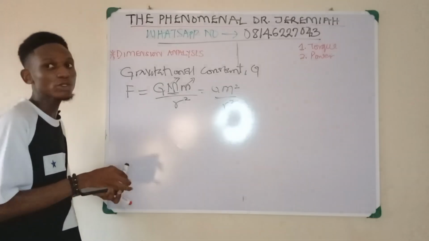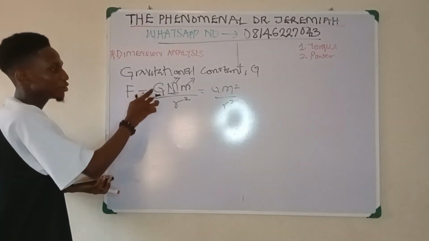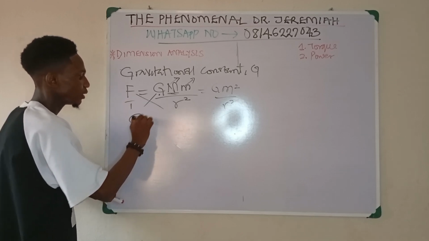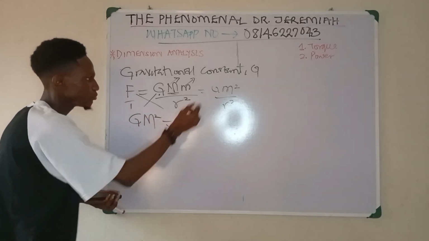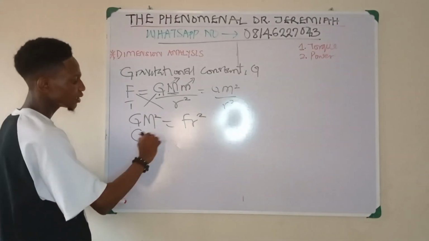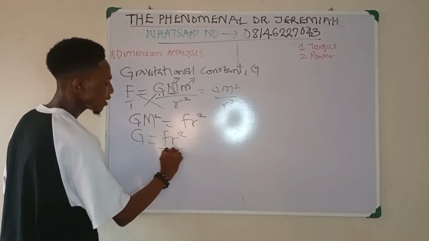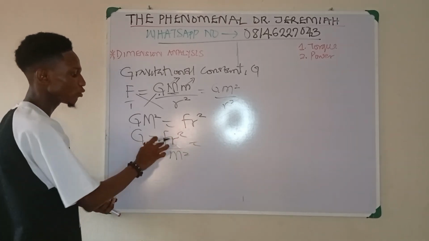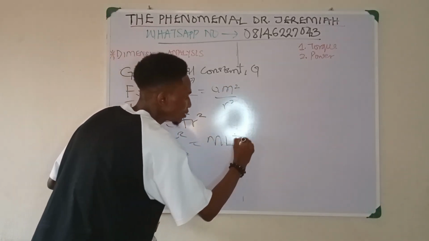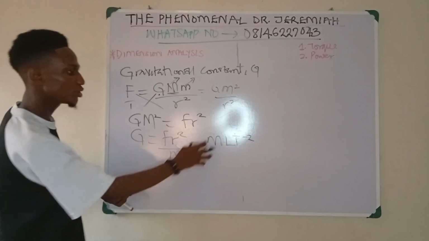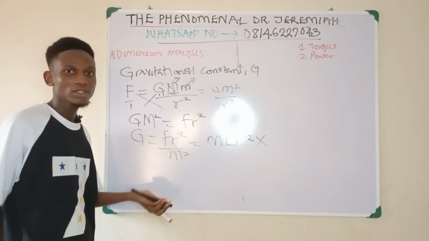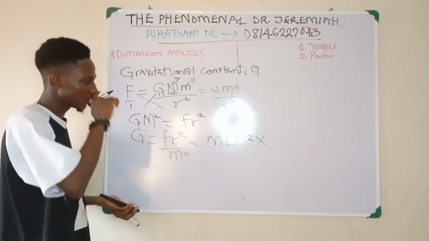Now let's make G the subject of the formula. We're looking for the dimension of the gravitational constant. From here we can cross multiply, making this over 1. So we have G m squared equals F r squared. Now from here, the gravitational constant equals F r squared over m squared. What's the dimension of force? The dimension of force is MLT^-2, times the dimension of radius. Radius is measured in terms of length, so the dimension of radius is length.